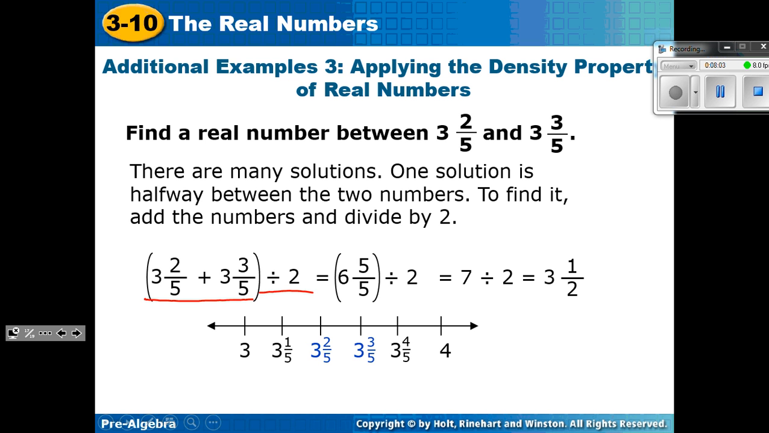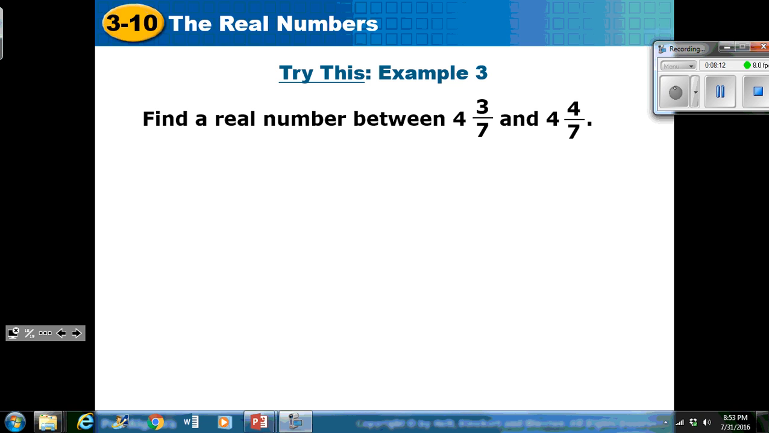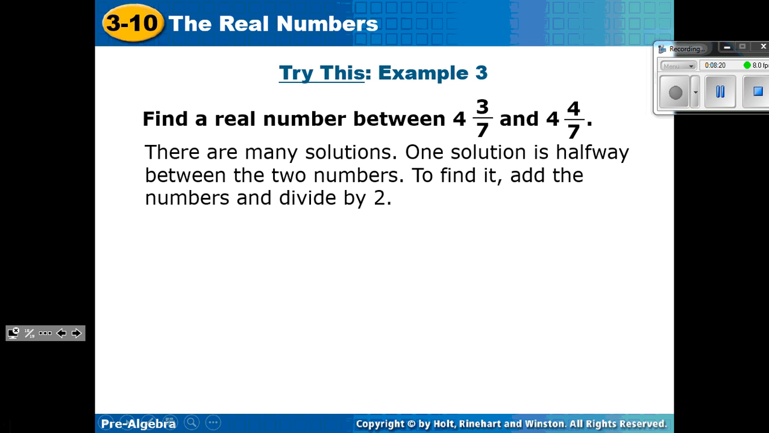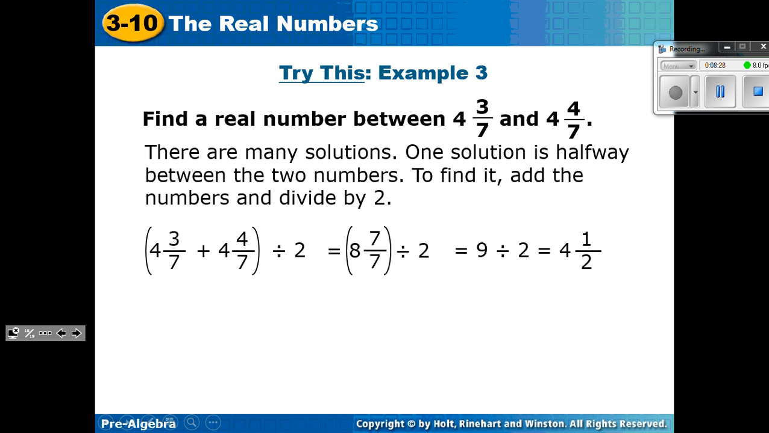So you can always just add them together and divide by 2 if you're asked to find a number that falls between two other numbers. So here's one more like that. Find a real number between 4 3/7 and 4 4/7. There are lots of different answers that would be correct, but you can just add the two numbers up and divide by 2, and that gives you an answer of 4.5.